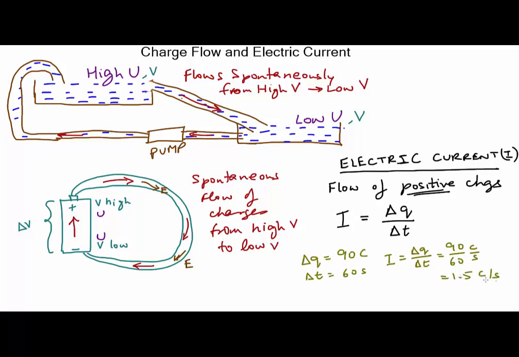Now the unit of current is coulomb divided by second, but it's given a different name. We call it ampere, and it's written as uppercase A, and 1 ampere is simply the same as 1 coulomb over second.